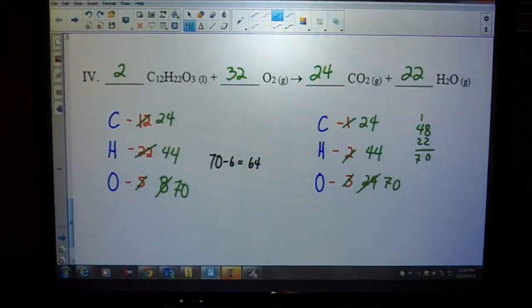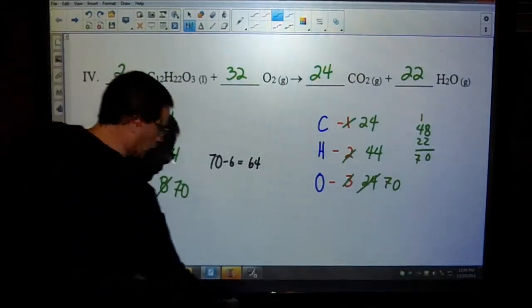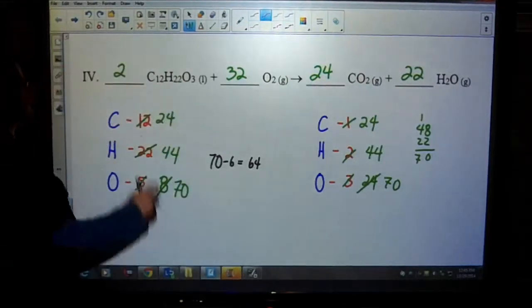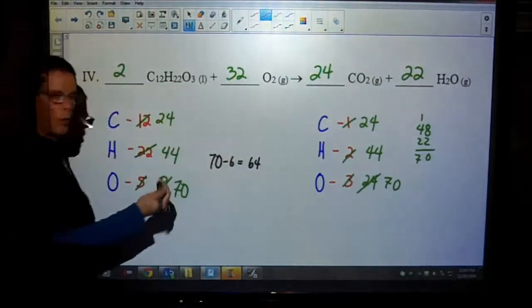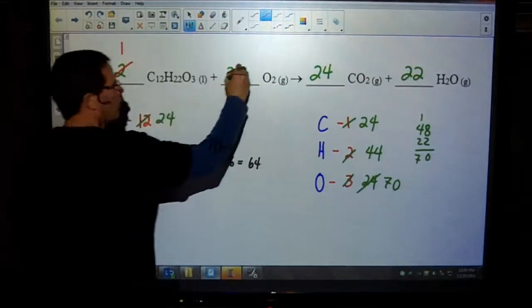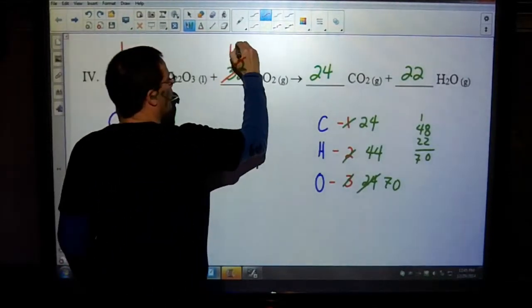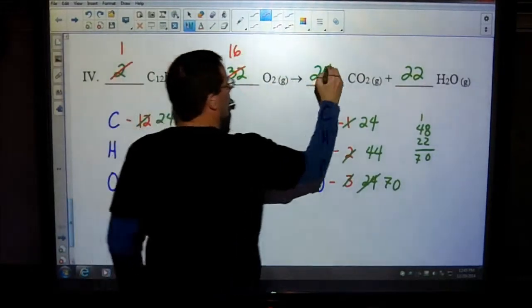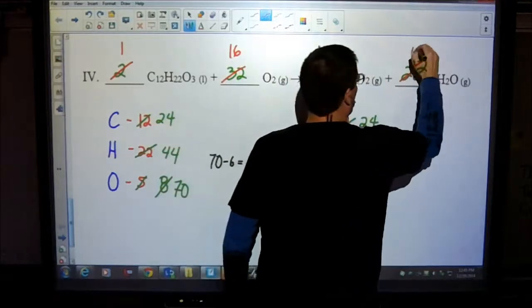Now, those numbers look great, but can they be reduced? When I look at this, I'm like, I think these can be reduced. They're all divisible by 2. So once you have this, don't erase those numbers. Simply reduce it. So that is what? 16, hang on, 12, and 11.